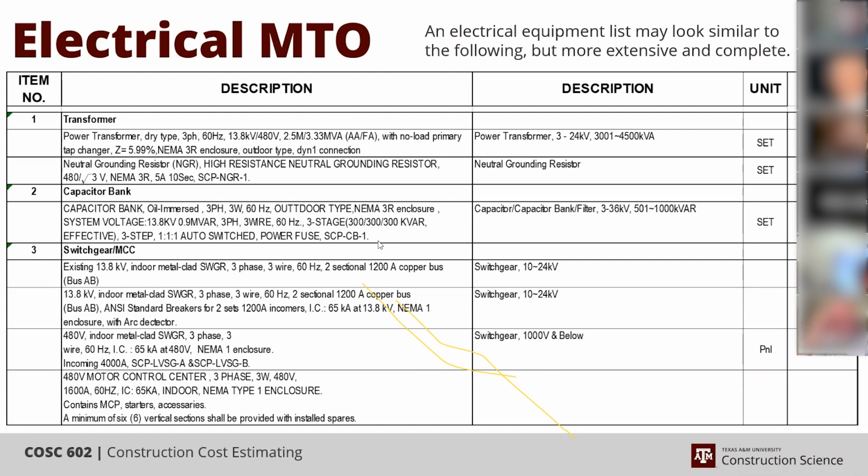So you would input these, but because you have more detail with it, you can then labor it. But this is an example of an electrical equipment list versus the bulks that we had earlier. So again, this could go on and on.